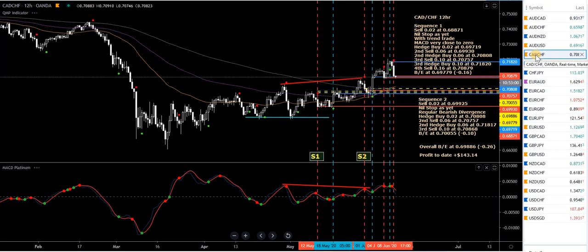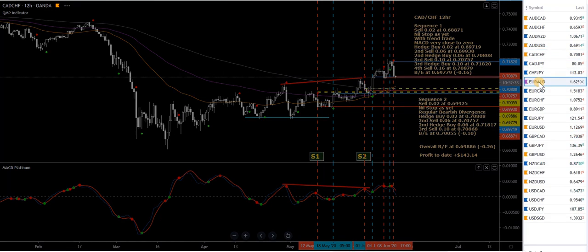CAD Swiss. This one's a bit of a pain for me. I'm in 2 sell sequence trades here. So sequence 1, sequence 2, they're both sells. Taking a 4th sell on sequence 1, taking a 3rd sell on sequence 2, gives me a break even for each of them and an overall break even, hence the 3 yellow lines. Hasn't really got that far to travel, but geez, I don't like it. It's got me in a bit of bother.